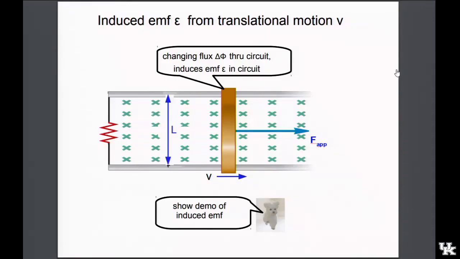And so I'm just going to push the rod along the rails. And if you watch the needle, you'll see it deflect a little bit. So it deflected a little bit towards the right there. If I move the rod backwards, it deflects a little bit towards the left. And so what is going on here?